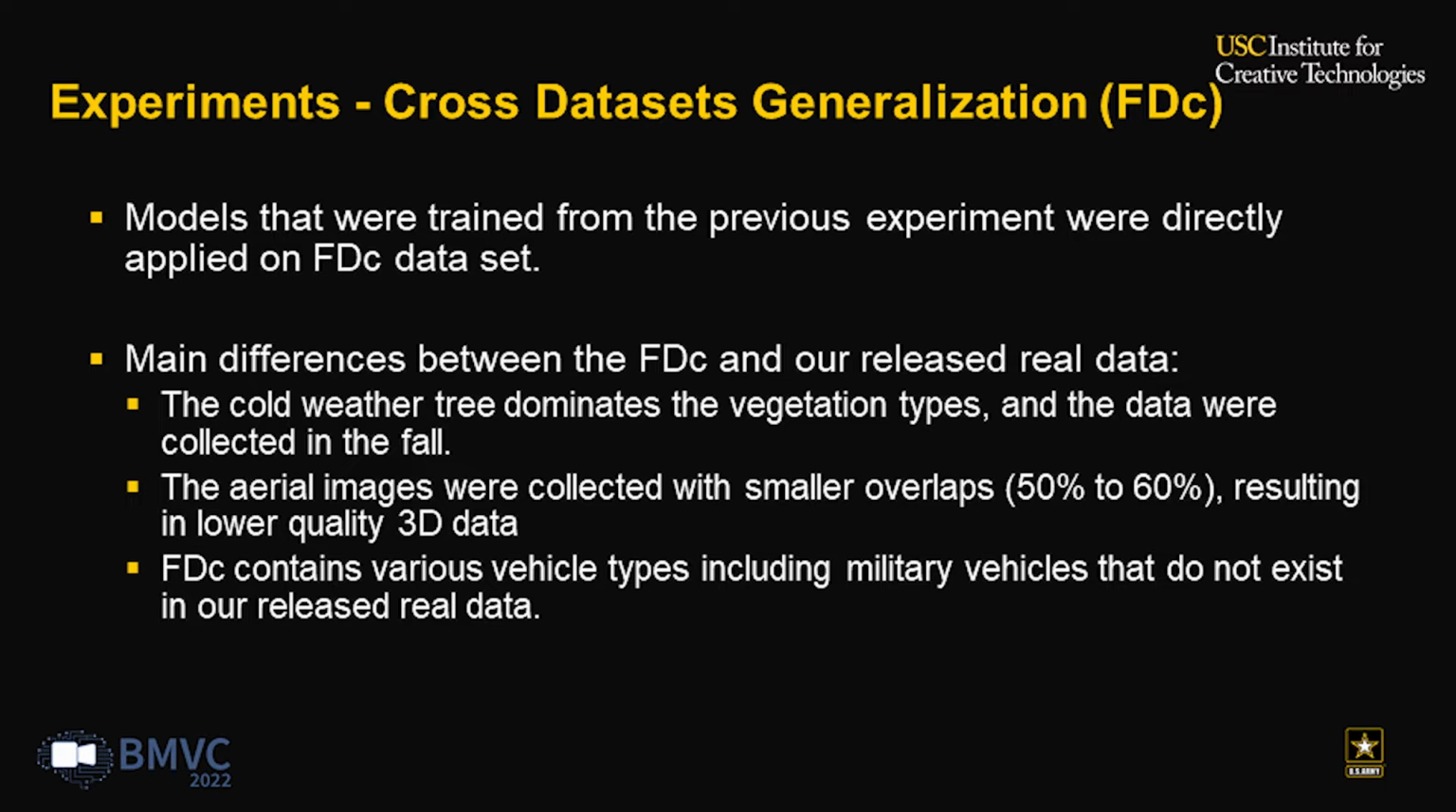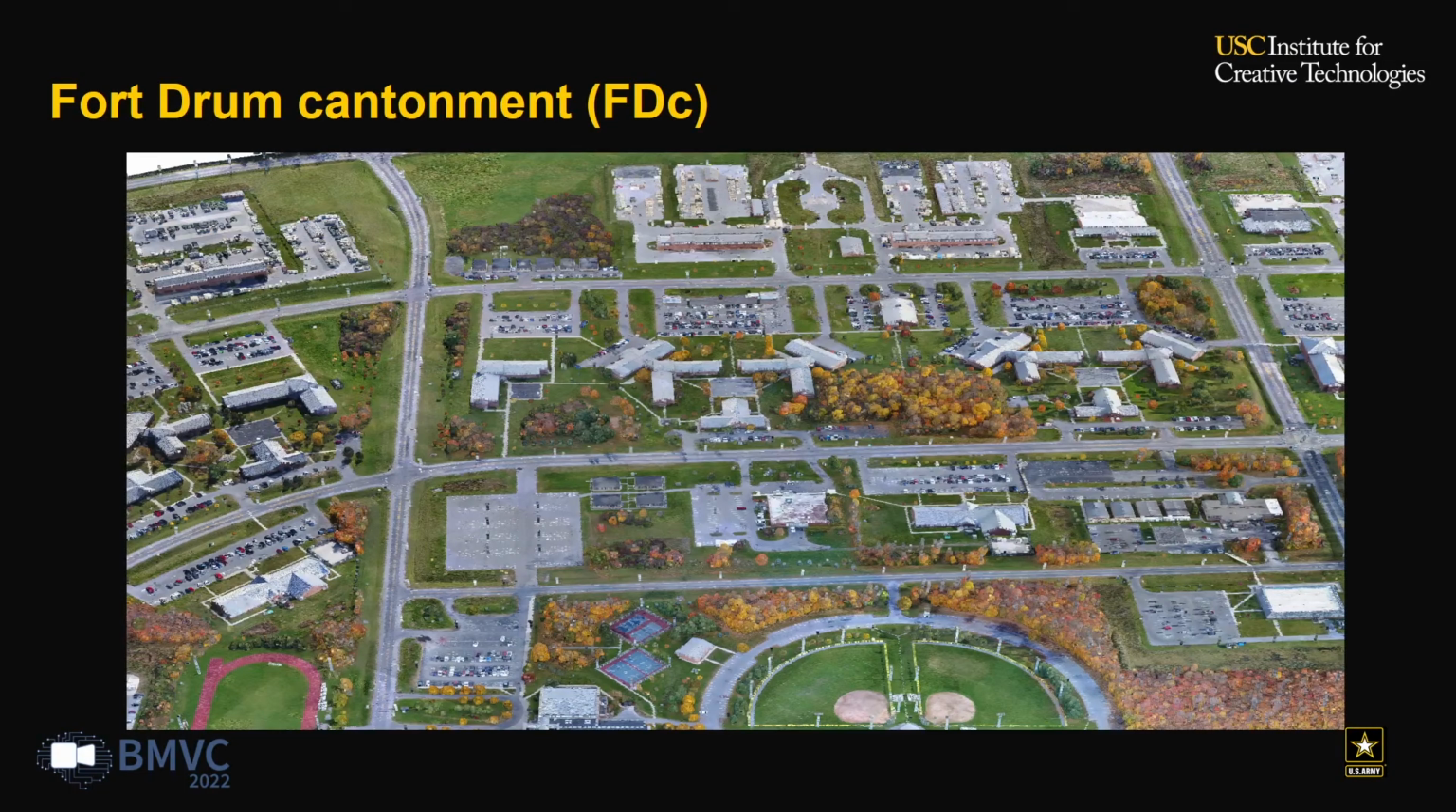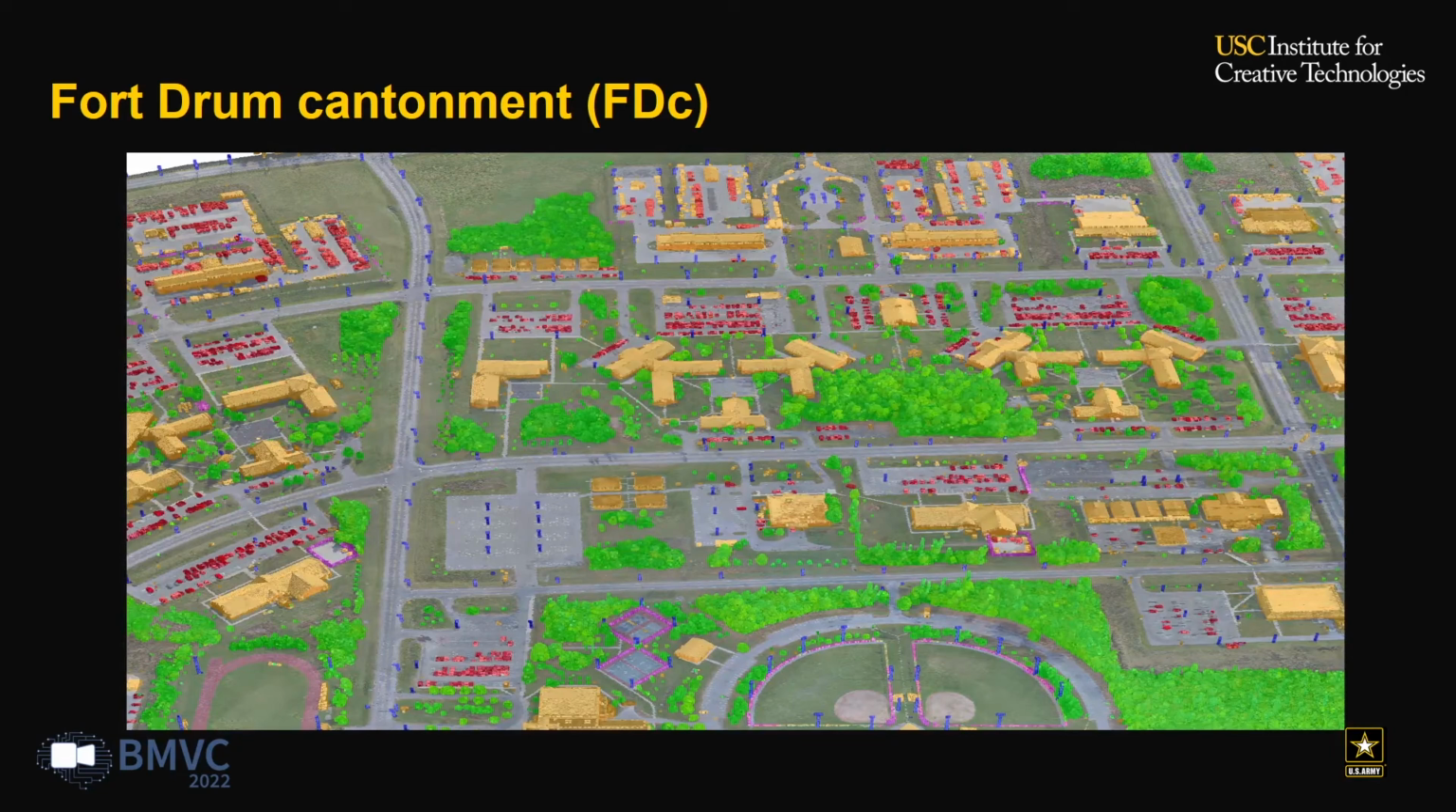The images were collected with smaller overlaps, resulting in lower quality 3D data. FDC contains various vehicle types, including military vehicles, that do not exist in our released real-world data. Here is a visualization of the FDC dataset, and here are the annotations of this dataset.